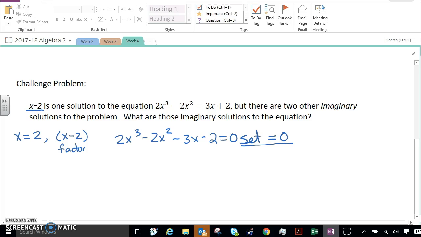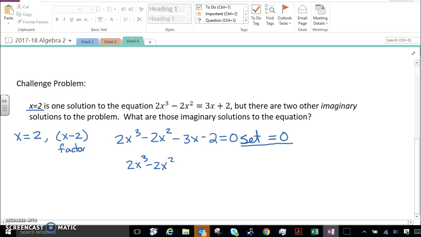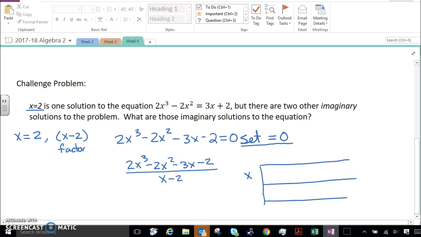So we can find them by dividing 2x cubed minus 2x squared minus 3x minus 2 by the known factor x minus 2. So we'll set up our box division. We know we've got x, negative 2, and the very first term will be 2x cubed. So this must have to be 2x squared in order to multiply to get that.